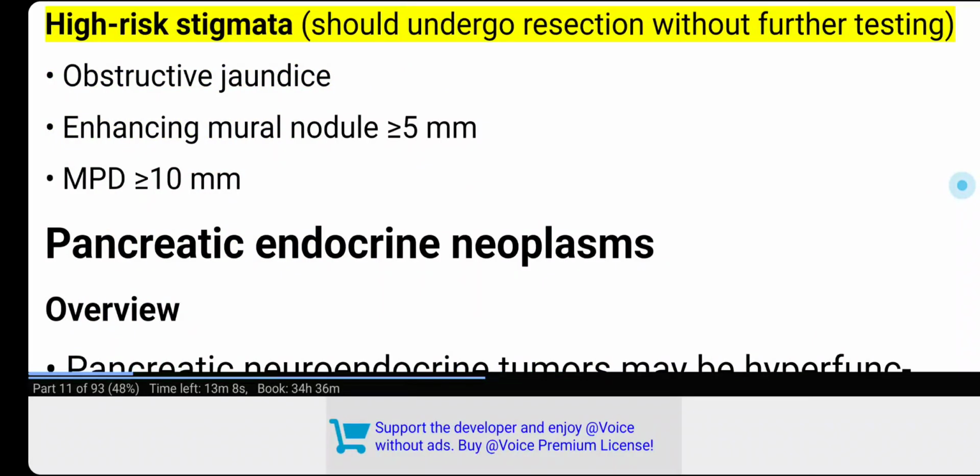High-risk stigmata should undergo resection without further testing. Obstructive jaundice. Enhancing mural nodule greater than or equal to 5 mm. MPD greater than or equal to 10 mm.